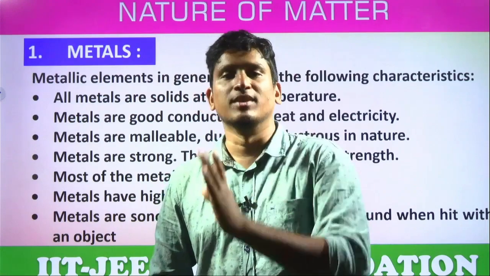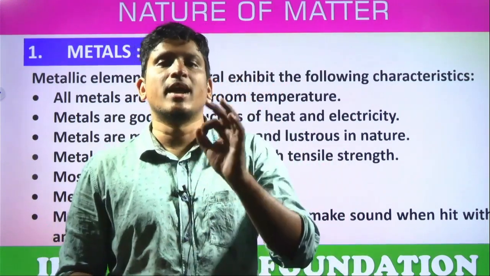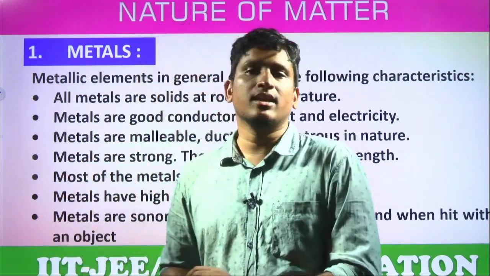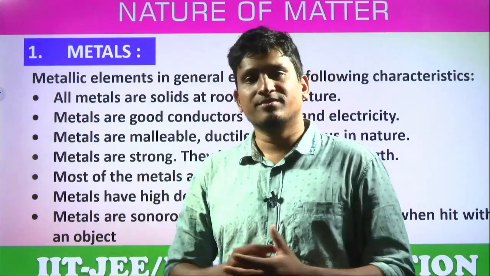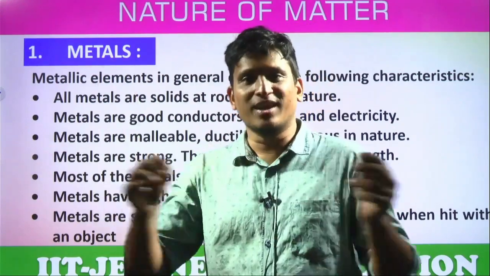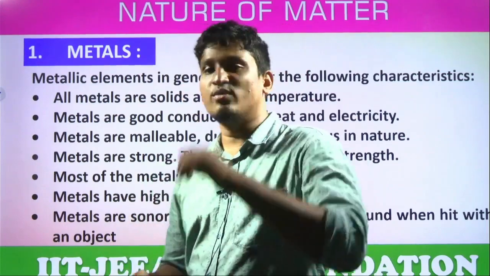metals are malleable. That means making an element into a very thin sheet is called malleability, and next, ductility. Ductility means making wires. Can you make coal into wire? No. Oxygen gas into wire? No, right? So that is ductility. You can make iron wires, copper wires, gold wires, right?